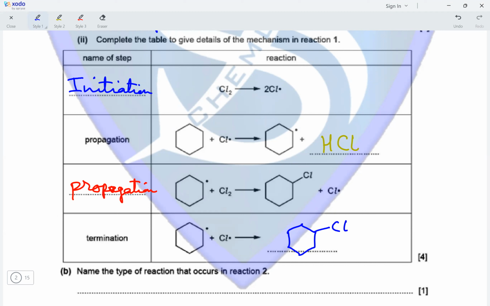Name the type of reaction that occurs in reaction 2. So that is removal of one chlorine and one hydrogen from the chlorocyclohexane molecule to produce a double bond. So that is an elimination reaction because HCl has been eliminated from chlorocyclohexane to form cyclohexene.